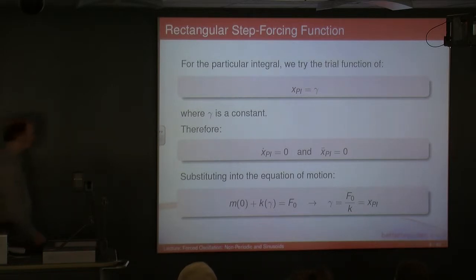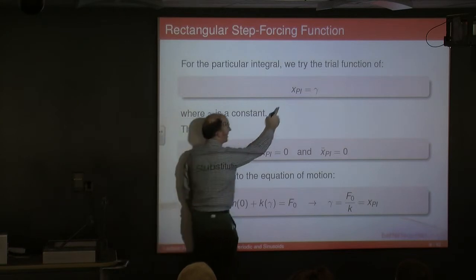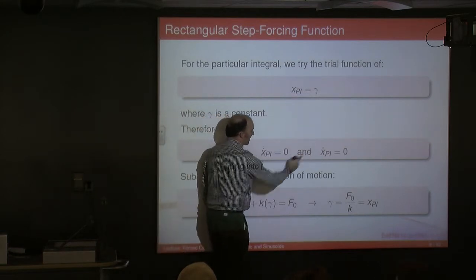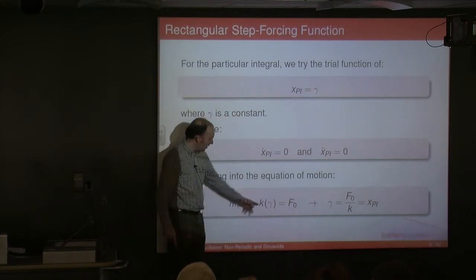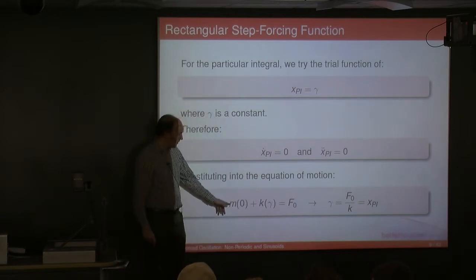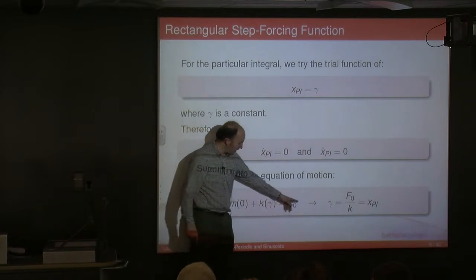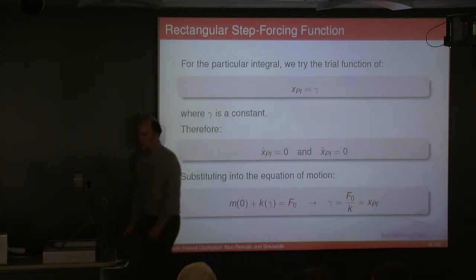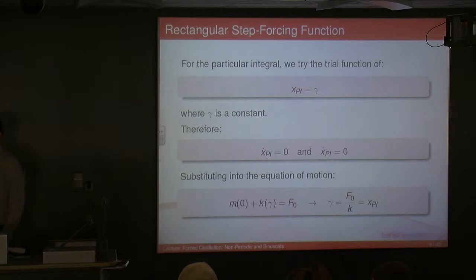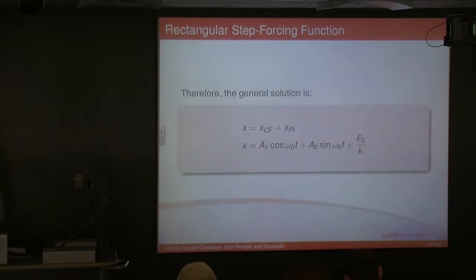Okay, so what you do is you take your particular integral, you take the first derivative and the second derivative, and you stick it back into your equation of motion, your differential equation of motion. And by sticking that into the equation of motion, you'll find the unknowns. Okay, here we've got gamma comes out to be f naught upon k. And so we've got our complementary function, we now have our particular integral, you can therefore get the general solution.